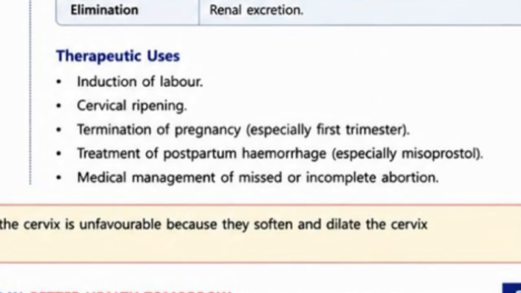Medical management of missed or incomplete abortion, misoprostol too. So all these things are very, very important. We'll still do them separately, yeah. But we are just trying to know. So you see, oxytocin and prostaglandin analogs, they do one work, and the work is induce labor, but only prostaglandin analogs do cervical ripening. Also, both of them do treatment of postpartum hemorrhage together with ergot alkaloids. Get it now? The side effects now.